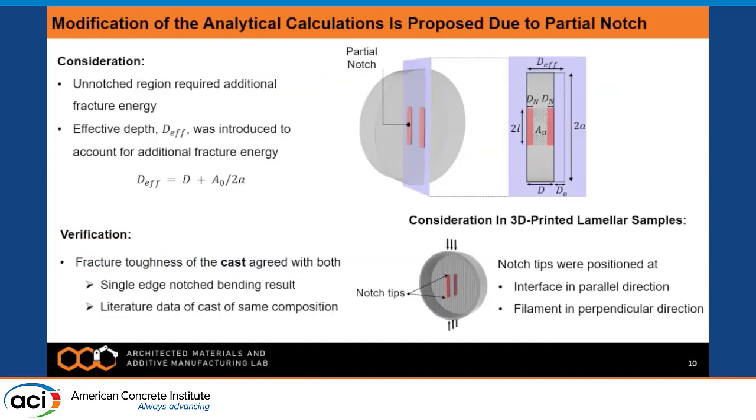As you can see, we obtained two partial notches at the front and the back of the sample. There was a small region between these two partial notches that will require additional fracture energy. To account for that, we have proposed an effective depth of the sample, and we have verified the new analytical equation by comparing it to the already existing literature of the same cement composition, and also comparing the result with the single edge notch bending results.